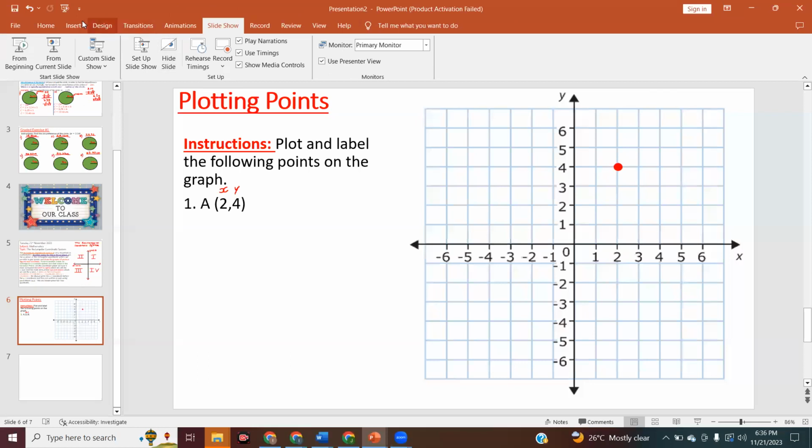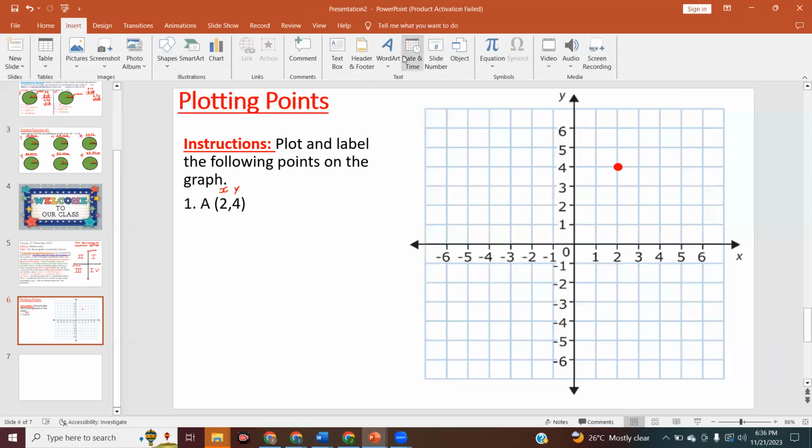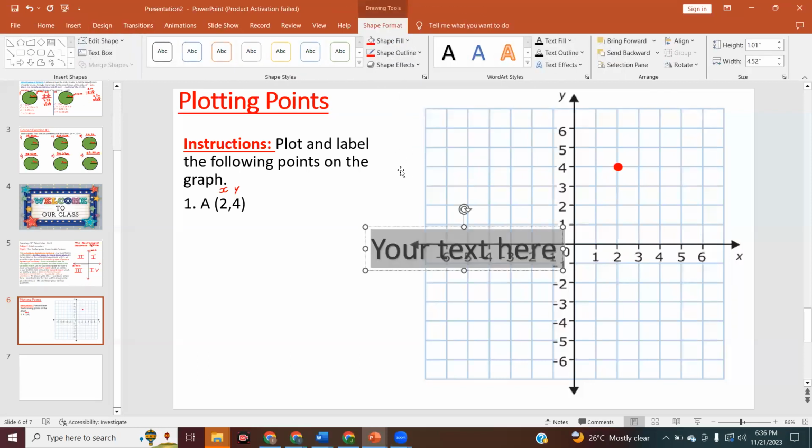Excuse me, Mr. Petit, do we have to draw this? I just said draw it. How many times do I have to say draw it for you to understand?